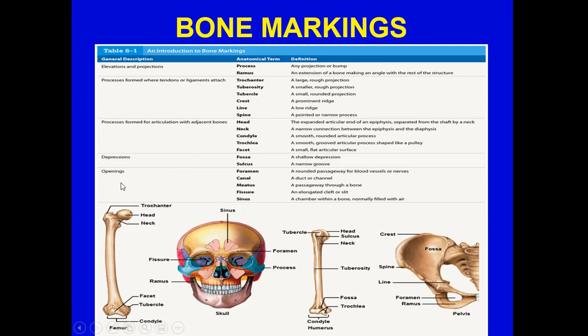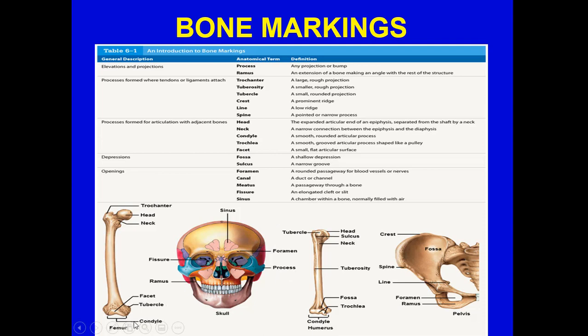For openings, you're going to have to get familiarized with terms like foramen, canal, meatus, fissure, and sinus. You will see a lot of these in the skull. If I take the skull here, you can see the fissure, the sinus, the foramen, but also, if you turn it upside down, you'd see a lot of different holes, which are really entryways for the spinal cord, blood vessels, cranial nerves, etc.